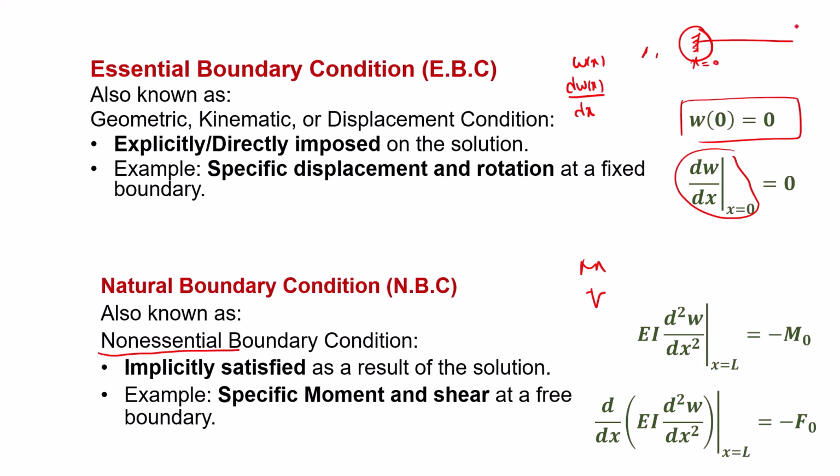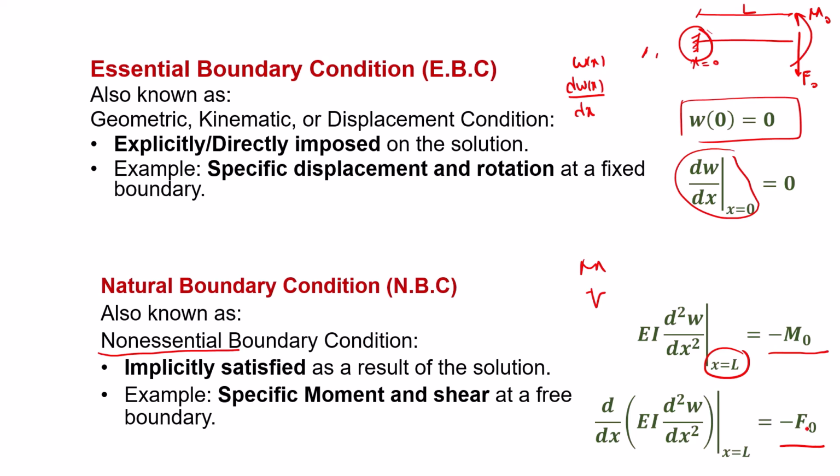For example, if we have a moment like this at the end of the boundary, M0, and we have a force like F0, we can say that the moment at x equal to L, if the length of the beam is L, is negative M0, and also the shear force at the end should be equal to negative F0. So these represent prescribed moment or shear at the end of the beam, or at x equal to L.